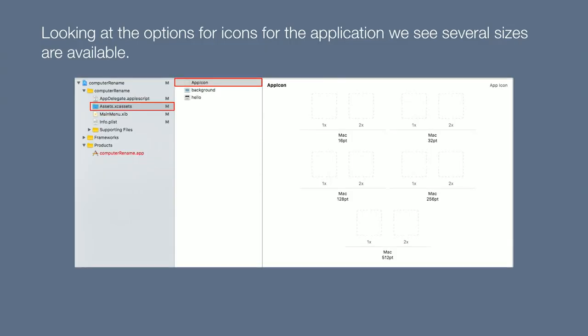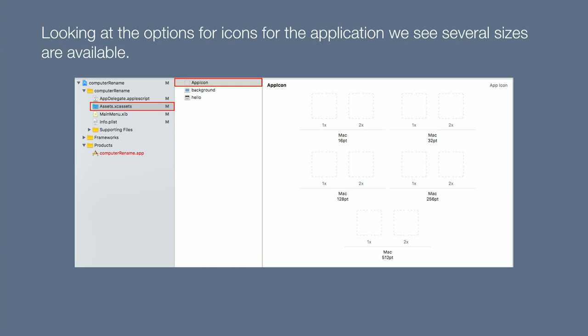First thing I want to do, let's address the app icon. You may have noticed earlier when I added in those two images, there was that app icon, sort of a placeholder. If I click on it, there are all sorts of different resolutions for the app icon. In the Finder, we have all sorts of different views. I want to make sure I can cover all of those. 16 point up to 512. We've got 1x, 2x for retina versus non-retina displays.